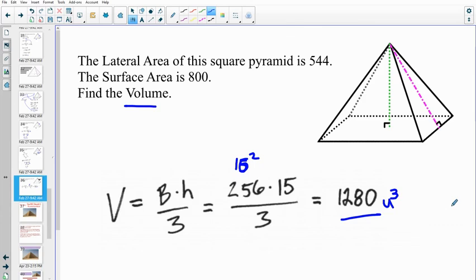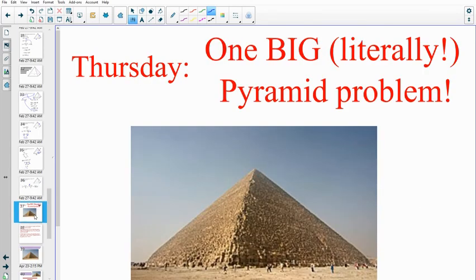Use your formulas. If a formula isn't working, that probably means that you need to plug something else in. But everything we need should be in the formulas that you have for volume, lateral area, and surface area.